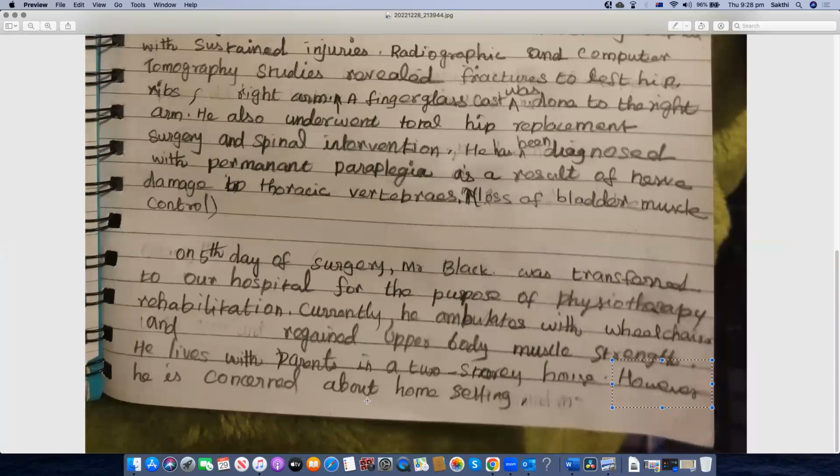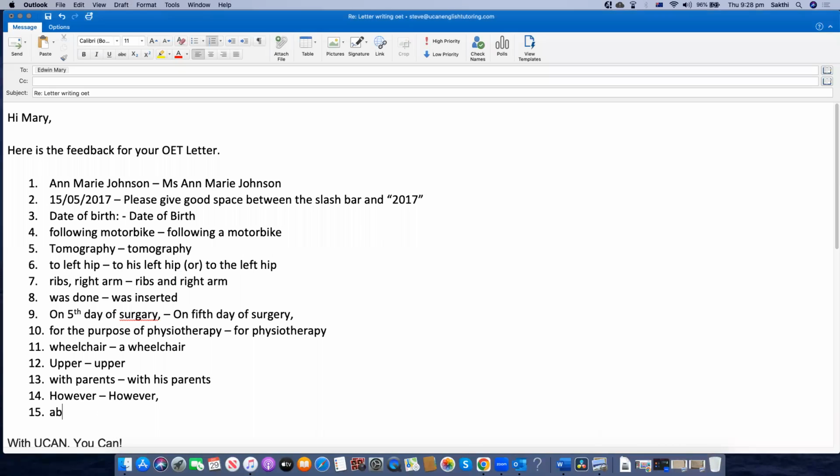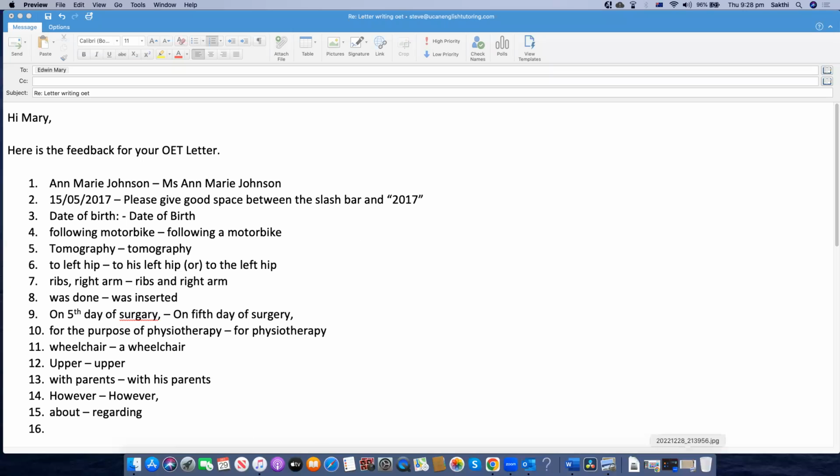Okay, he is concerned about a home setting. It is better to use "regarding home setting" rather than "about home setting", because "about" is an informal phrase. It's better to use "regarding home setting" rather than "about home setting". I hope everyone understands this. All right, let's jump on to the second page.